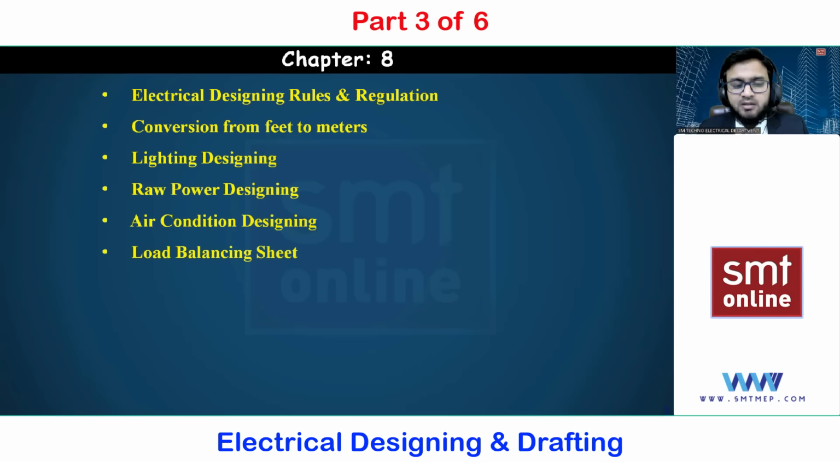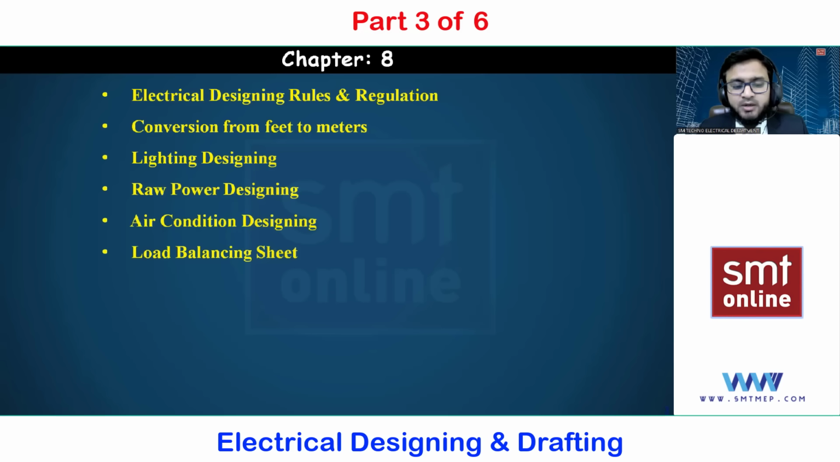So if you are covering this calculation initially, it will be very easy for the future calculations to proceed. After completion of lighting design, we are going with raw power designing. In the raw power designing, we are going to connect, or design, all the heavy loads or the appliances which we are going to use in day-to-day life.